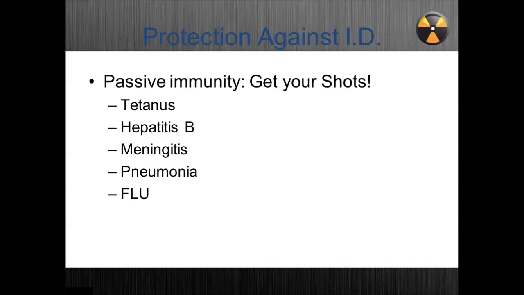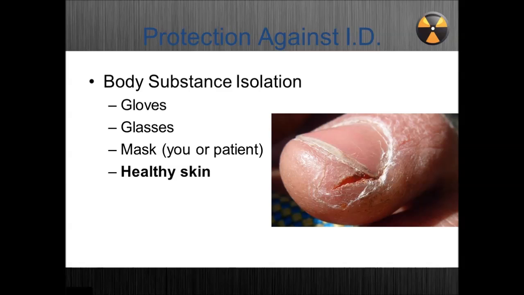The pneumonia shot for older people, as well as meningitis, and there's a bunch of other vaccines. It's worth your while to do that.